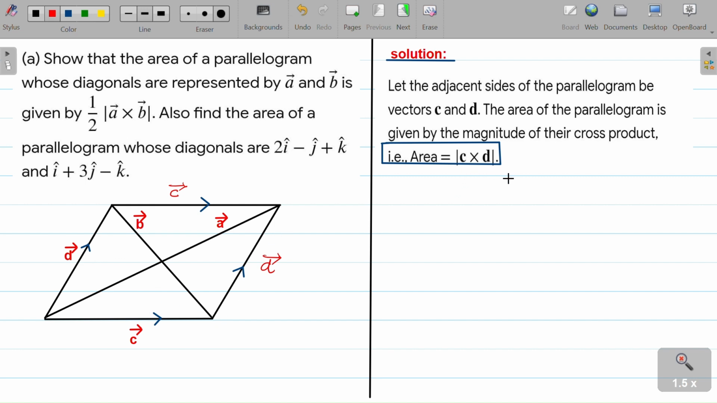Okay, this diagonal is represented by a vector, so that a vector can be written as c vector plus d vector. So this is the triangle law of addition. This is a triangle. If we take this triangle and add c vector and d vector, I get a vector. The direction is c vector, then d vector, so a vector.